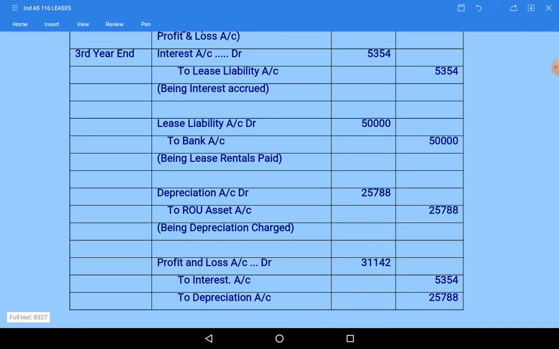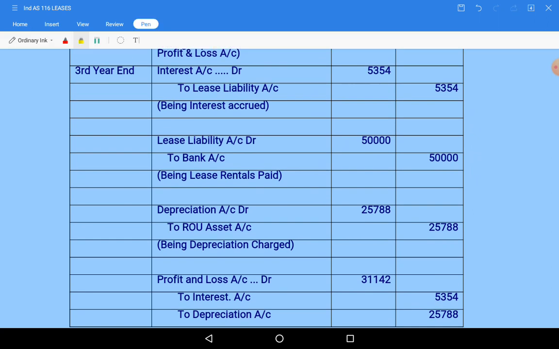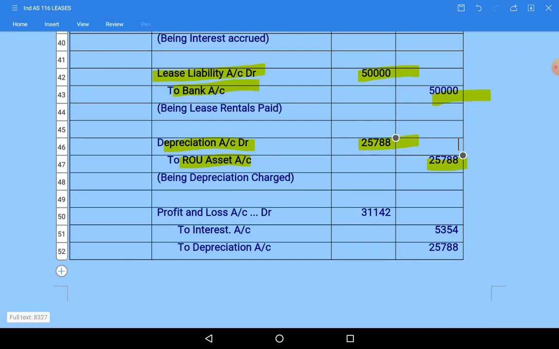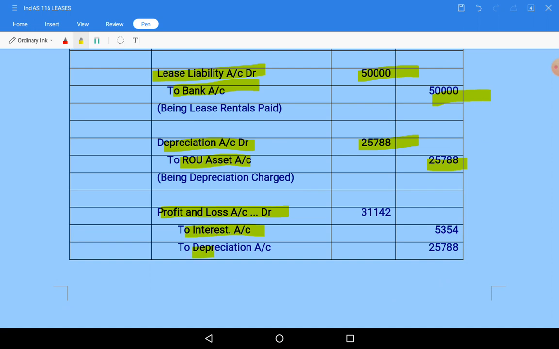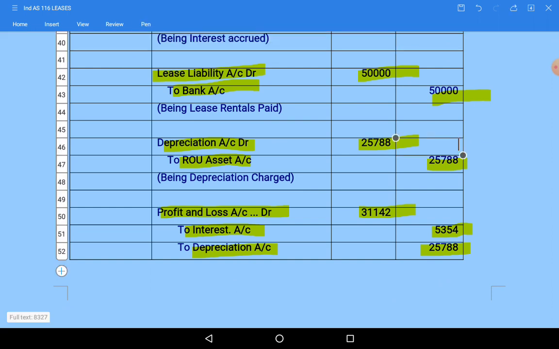At the end of third year, similar to earlier, again we need to write the general entries in the books for the interest: interest account debit to lease liability, then lease liability to bank account 50,000, depreciation to right of use asset account. Lastly, P&L account debit to interest account and depreciation, 5,354 plus 25,788, together 31,142. This is how general entries will be recorded for 3 years.